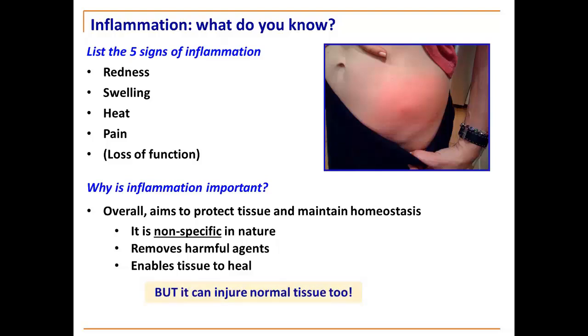But it can injure normal tissue too. And as it can damage normal tissue, we use anti-inflammatories to try and inhibit that damage of our normal tissues, but also to help reduce the pain associated with inflammation.